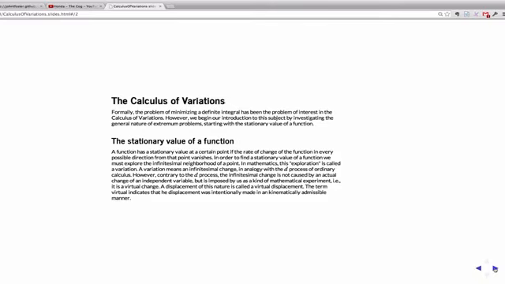The easiest example I like to think of here is a marble in a bowl. It's obvious where the stationary value of that marble is. It's at the bottom of the bowl, because at the very bottom, if I move it in any direction, then the rate of change is basically 0, if I make any infinitesimally small motion.